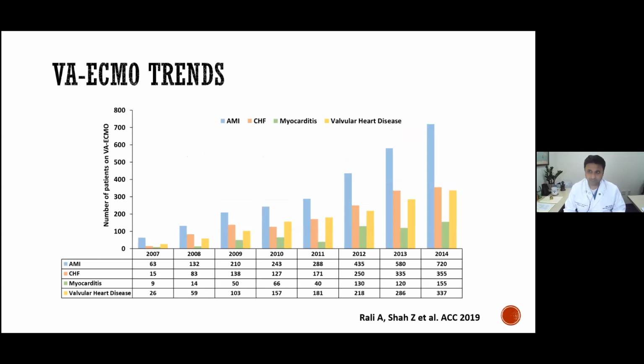Given its comprehensive circulatory and pulmonary support, VA ECMO has grown in popularity over the years. This is our analysis of the national inpatient sample. And as you can see, between the years of 2007 and 2014 in the United States, across all different etiologies of cardiogenic shock, the utilization of VA ECMO has gone up. Again, as I said, this is national inpatient sample database that is analyzed here, but similar trends have been documented across other registries as well.